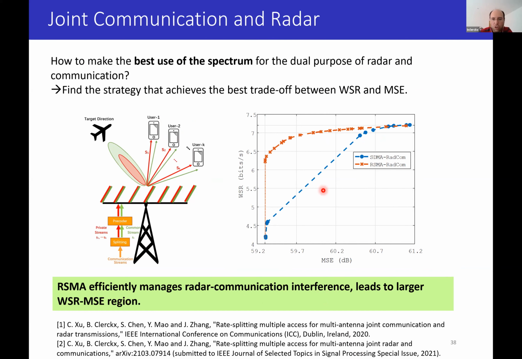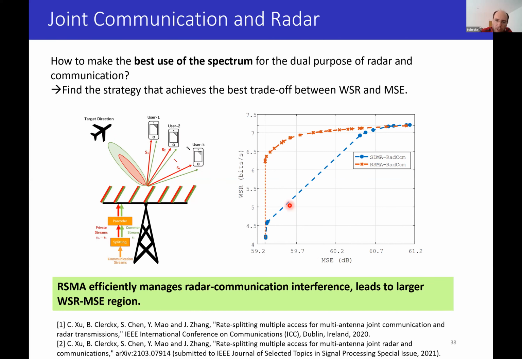Here what we show is that if you do classical linear precoding or SDMA to manage the interference between communication users, and at the same time try to form a beam to a target in order to maximize the radar performance, then you achieve a certain trade-off between the communication metrics and the radar metric.